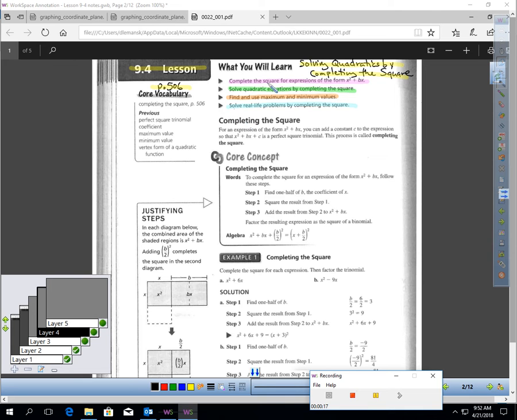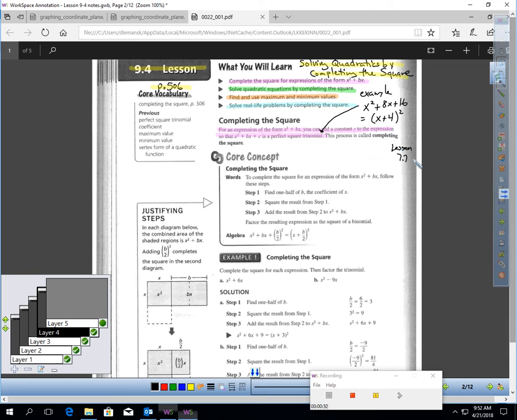So the first thing, what is this thing called completing a square? For an expression of this form, now you notice this is standard form, x squared plus bx, there isn't any c value. You could add a constant c to the expression so that x squared plus bx plus c is a perfect square trinomial. Now let's review a perfect square trinomial.